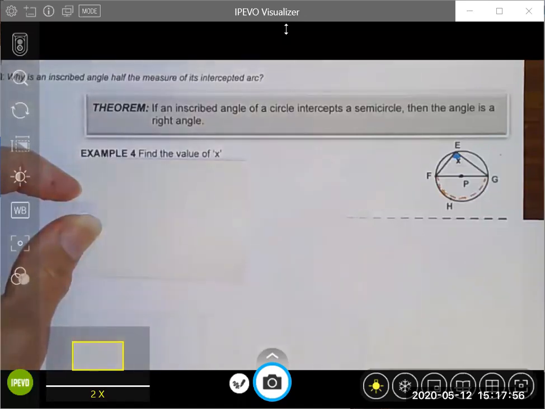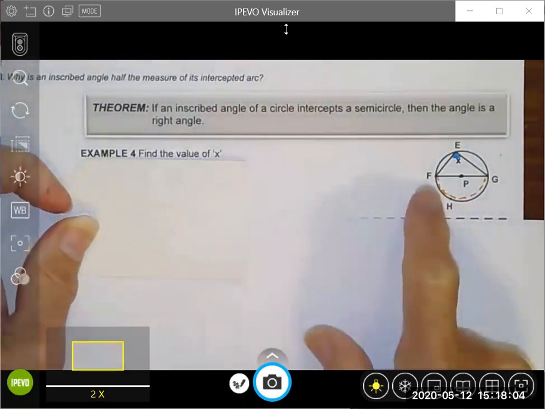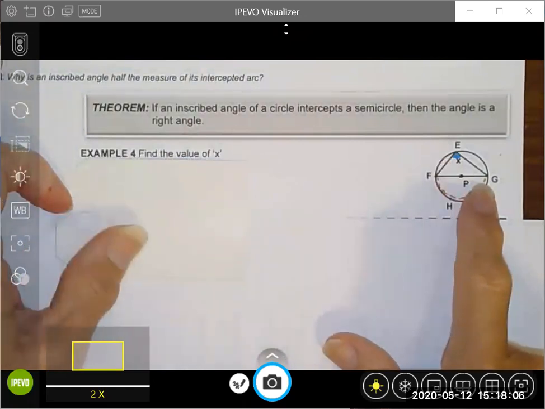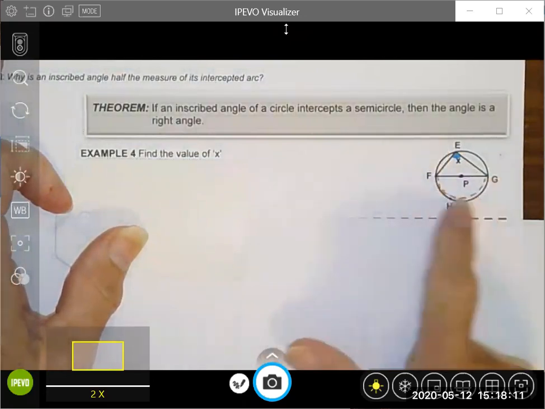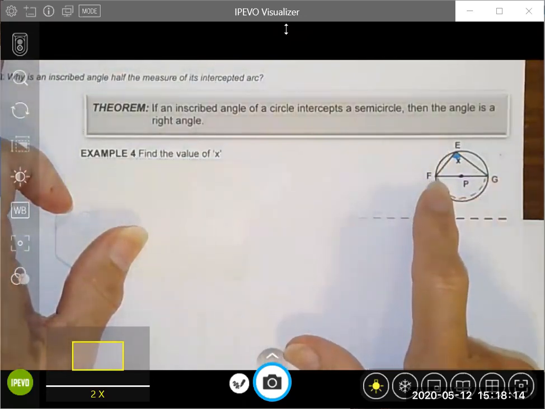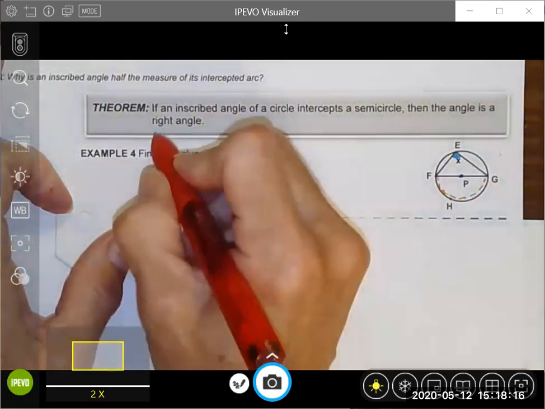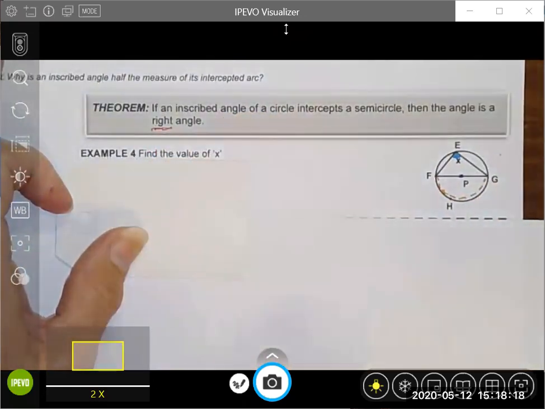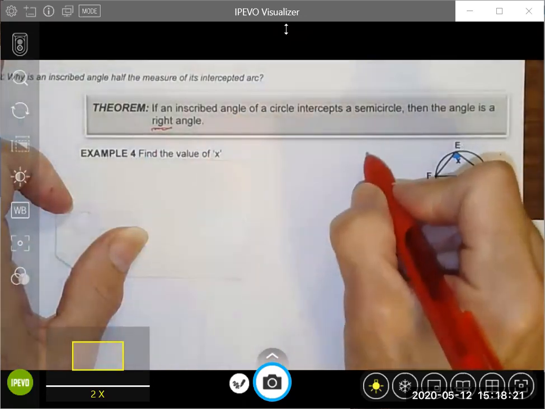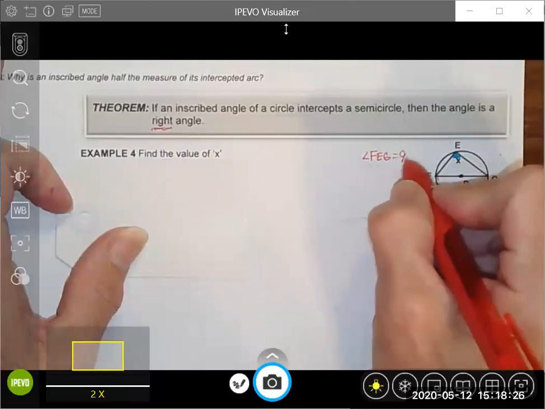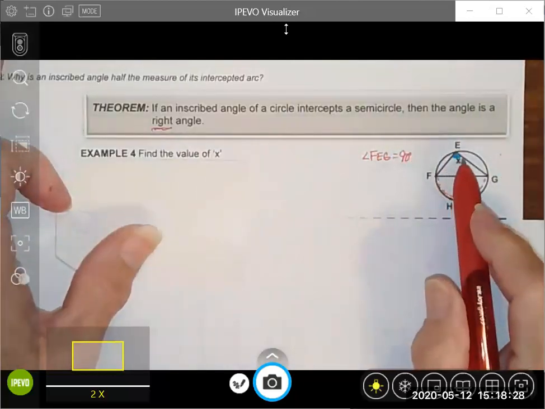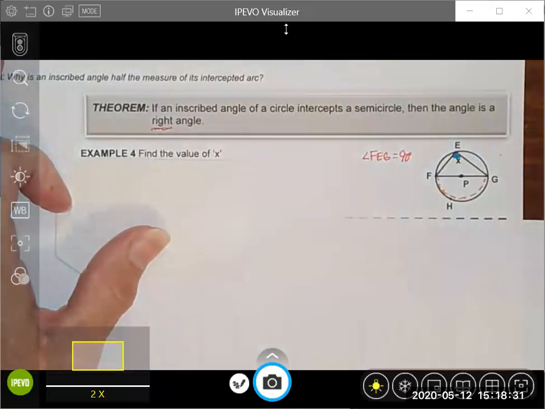Okay, let's look at another theorem. The theorem says that if an inscribed angle of a circle, so I've got an inscribed angle, angle FEG, it's inscribed, the vertex is on the circle, if it intercepts a semicircle or half the circle, then the angle has to be a right angle. And so that's going to be handy to know. That means that angle FEG has to equal 90 degrees because remember, all right angles measure 90 degrees.